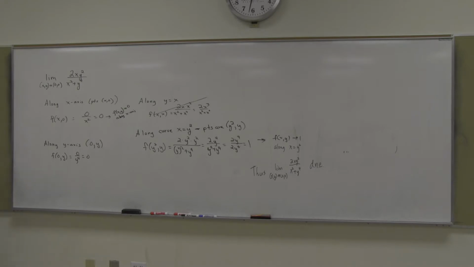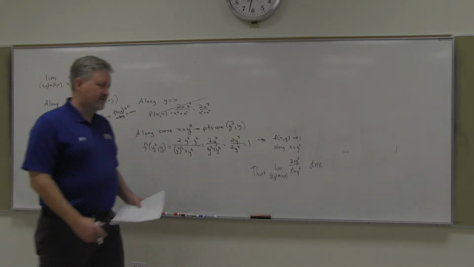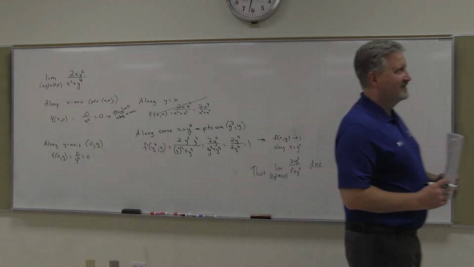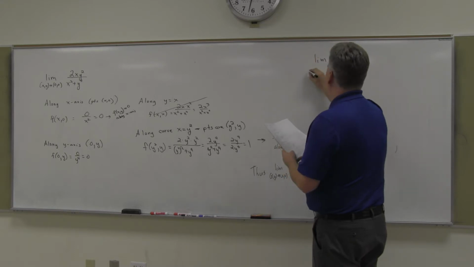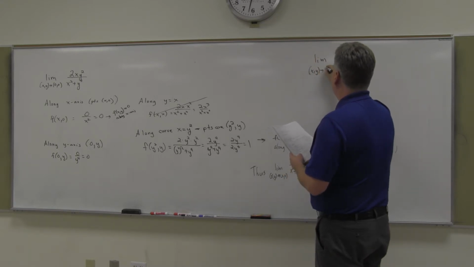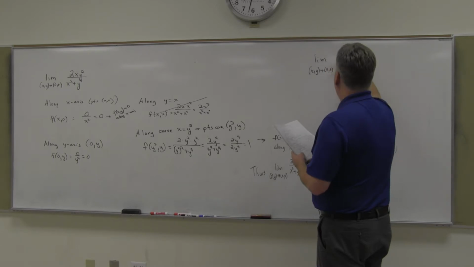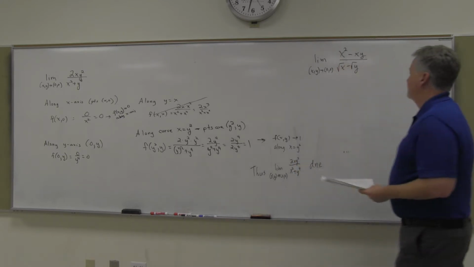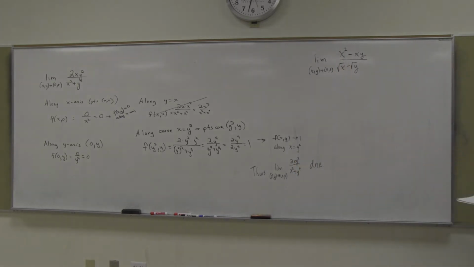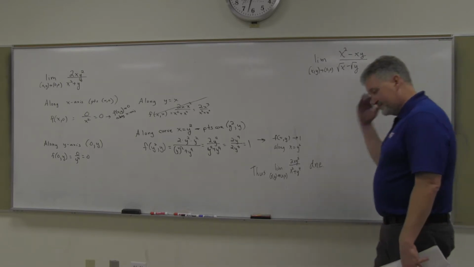Yeah, so let's look at some where maybe it's a little more obvious. So what's the limit as x, y goes to 0, 0? There's a lot of those. Look at x squared minus xy over square root of x minus square root of y. Yeah, that's the kind of thing I'm talking about here. We're looking at that, and 0 over 0, of course.